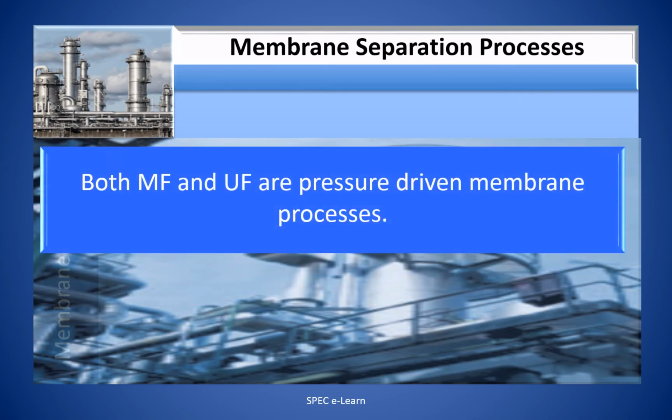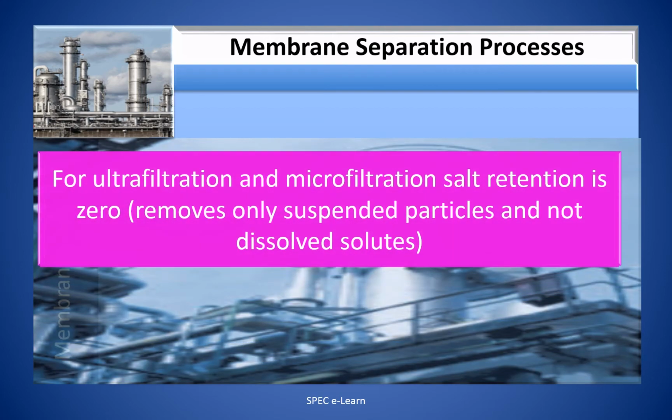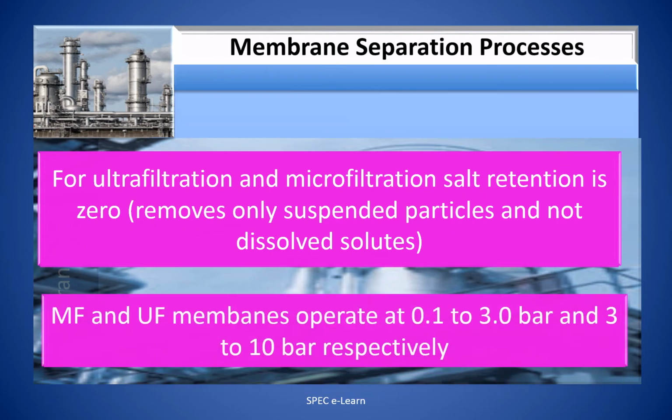Both microfiltration and ultrafiltration are pressure-driven membrane processes. The sieving effect or separation is the effect of selective diffusion based on pore size. For ultrafiltration and microfiltration, salt retention is zero, that is, it removes only suspended particles and not dissolved solutes. MF and UF membranes operate at 0.1 to 3 bar and 3 to 10 bar respectively.